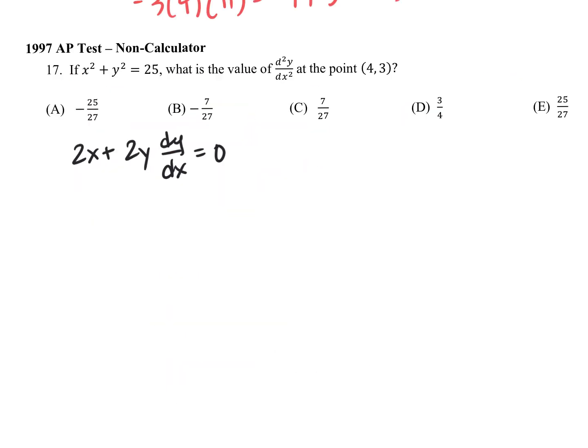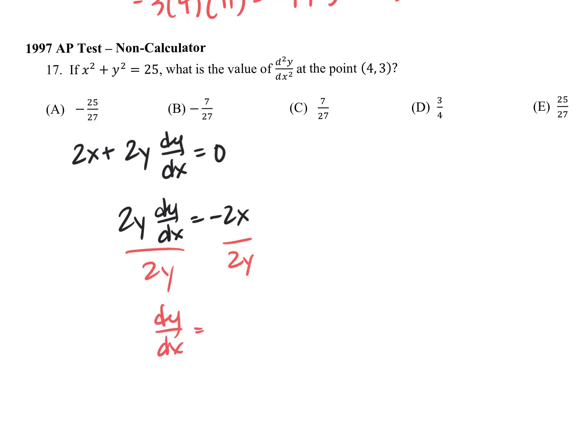Again, my suggestion, if we need a second derivative, get dy dx by itself first. Let's start getting dy dx by itself. What do we want to do? Subtract that 2x. Good job. Then what? Perfect. Divide by 2y. My derivative is negative 2x over 2y. What can we cancel out? Can I just say that that's negative x over y?